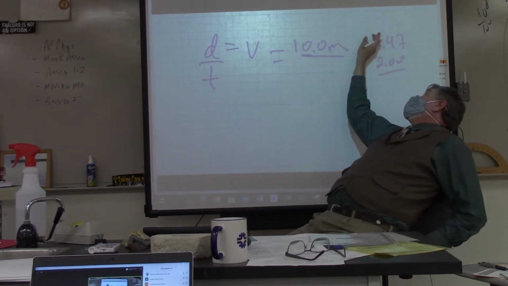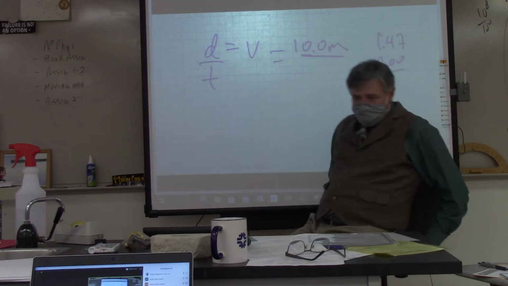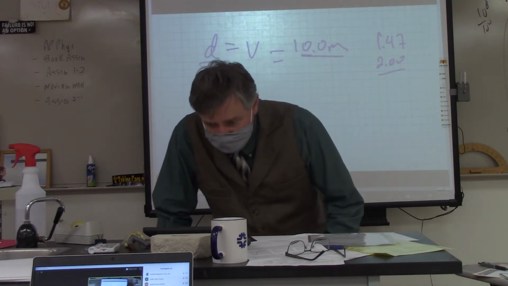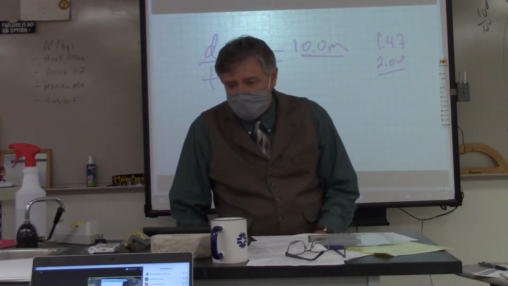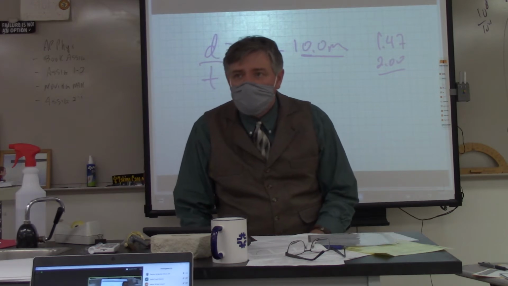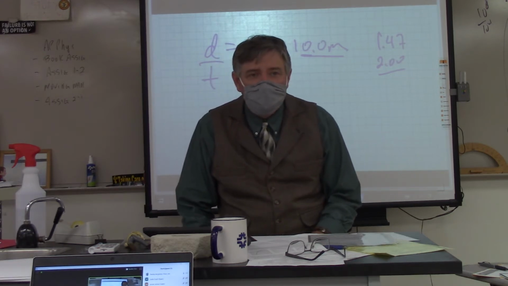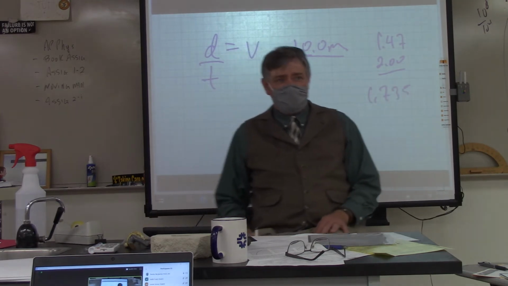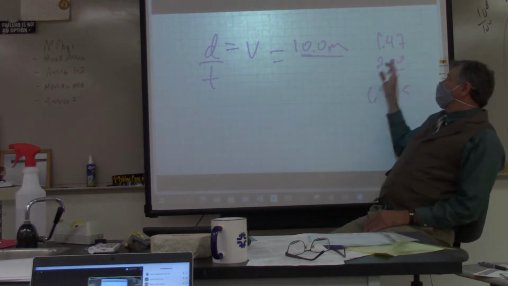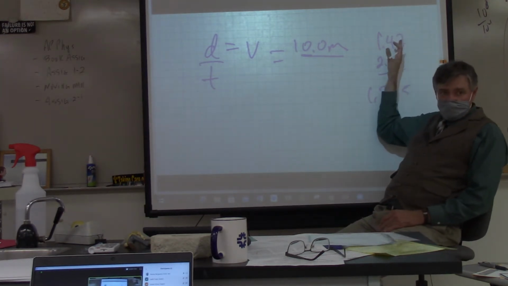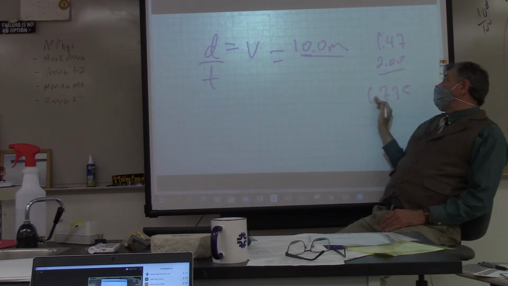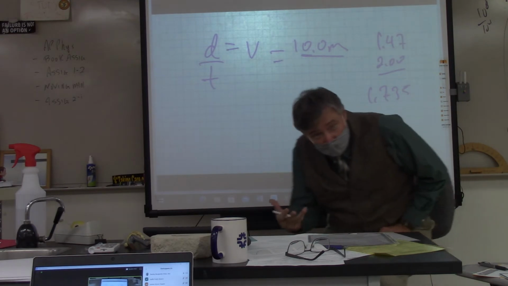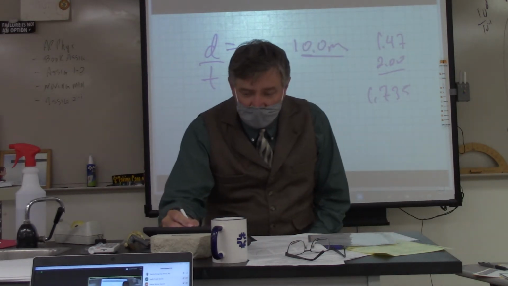So somebody take 1.47, add that to 2, and then give me that average number. 1.735. Okay, so the oracle says the answer is 1.735. Okay? But this is a situation where my data was only good to the hundredths place. This time can only be good to the hundredths. So I'm going to have to write that as 1.74.